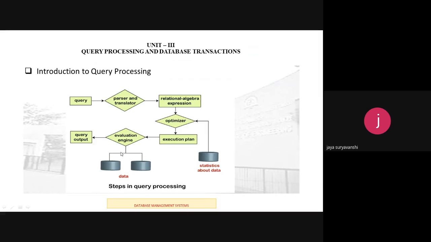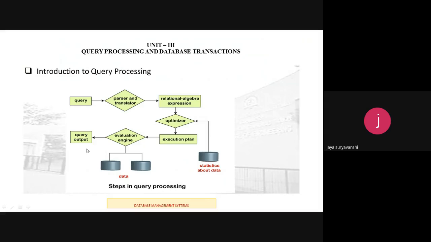Here, this is the query. The first stage is the query. The parser and translator come next, then the relational algebra expression. After this comes optimization, then the execution engine, and after this we get the final output. So these are the different stages.